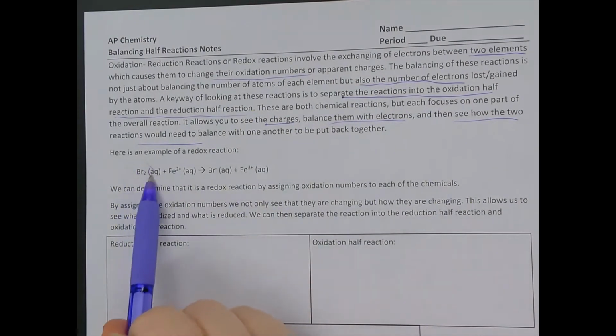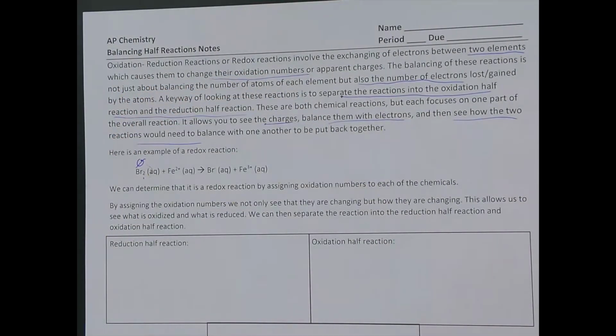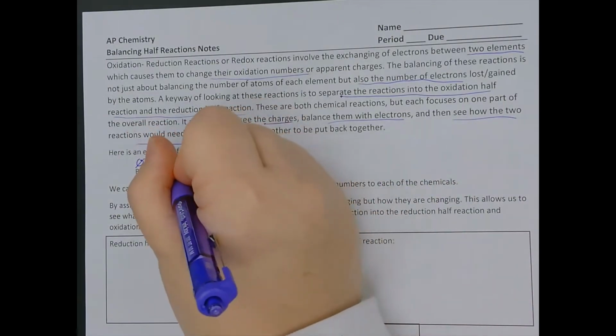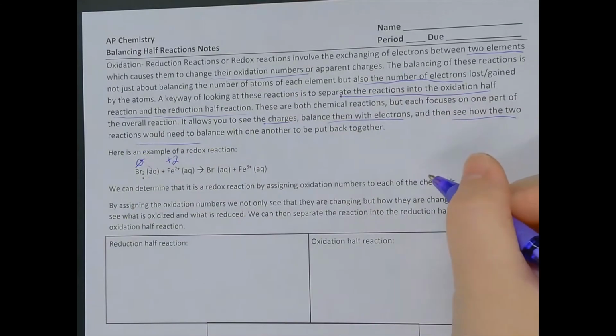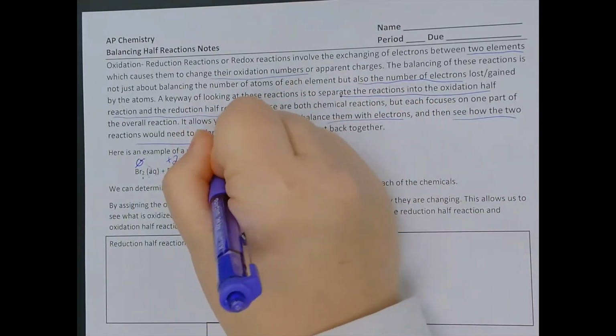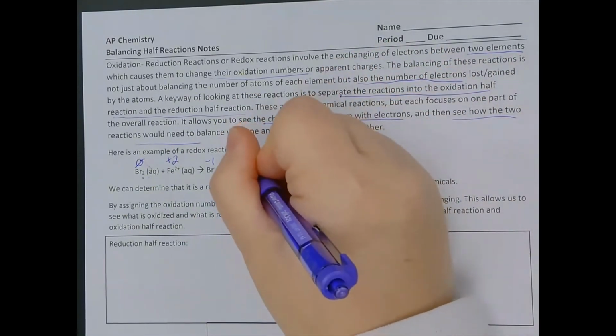So our first chemical, bromine, it's by itself, one element. There's no charge written, so it would have an oxidation number of 0. We've got iron by itself, but it has a charge, so its oxidation number would be that charge, positive 2. Bromine by itself has a charge, so its oxidation number should match it, negative 1. And same with iron, so positive 3.